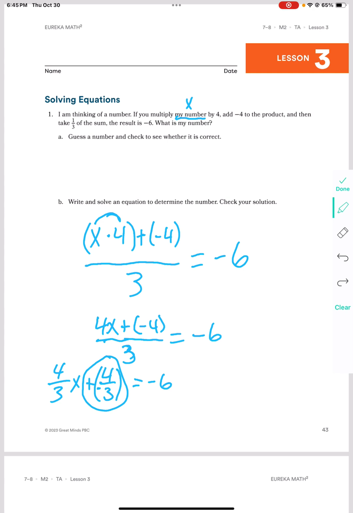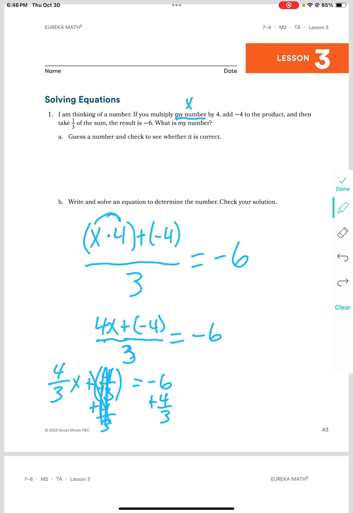Okay, so in order to get rid of a negative 4/3, because I know it's being added, but it's still a negative 4/3, I would need to do a plus 4/3 because I need it to equal 0. So this would cancel out. I have to do plus 4/3 on this side.